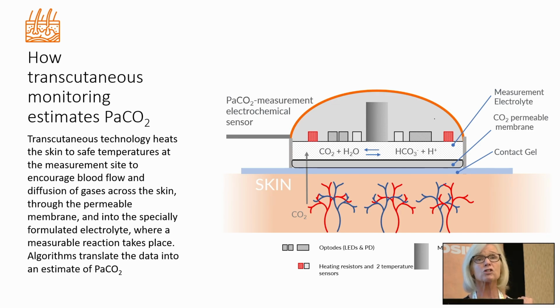So perfusion to that site is the number one thing to think about when you're thinking about accuracy. So if you do use this technology and you find it spotty or inaccurate, think about perfusion to your site. So we want to have it someplace on the patient's core. Their forehead is a great place, anywhere on their upper chest.